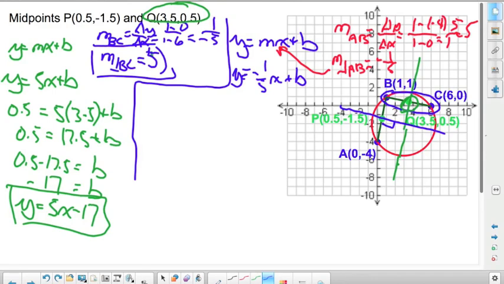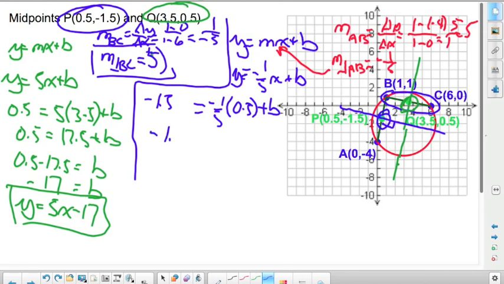So how do I solve for B now? How do I actually finish my equation? Audrey? Yeah, this is the only point that we have that goes through that line. If there's another one up there somewhere, we could use it, but this is the only one. So that's this point here. So that tells me that when x is 0.5, y is negative 1/2.